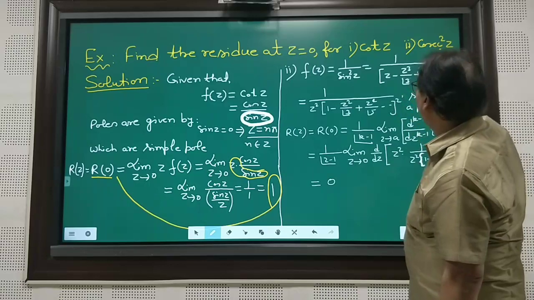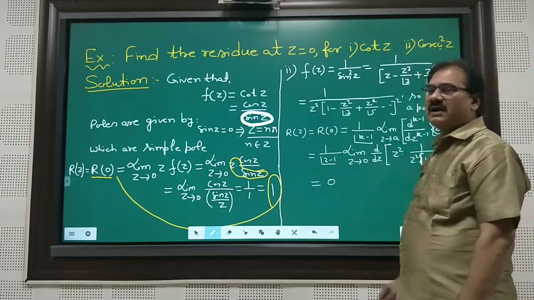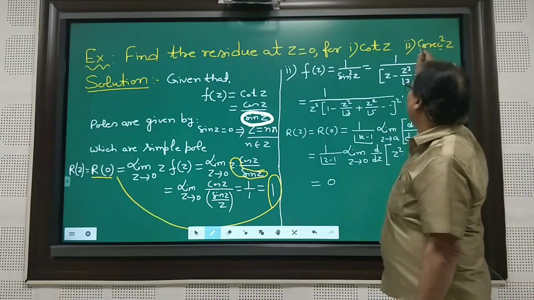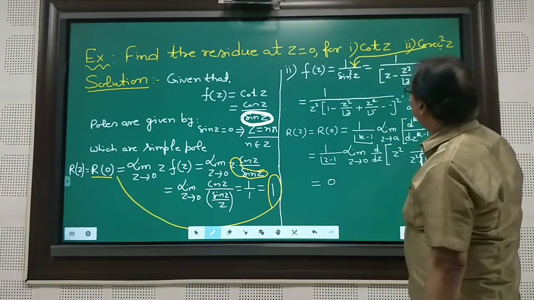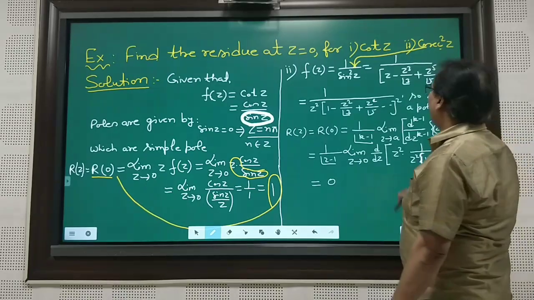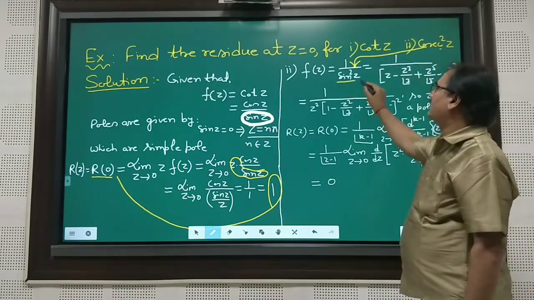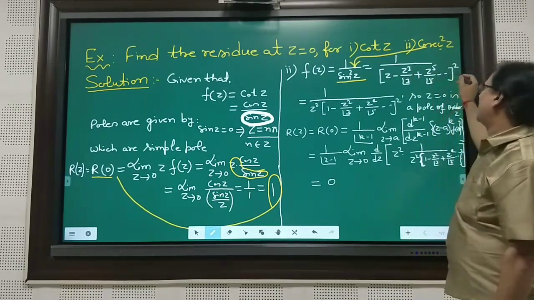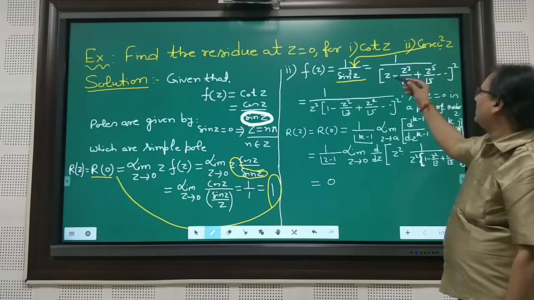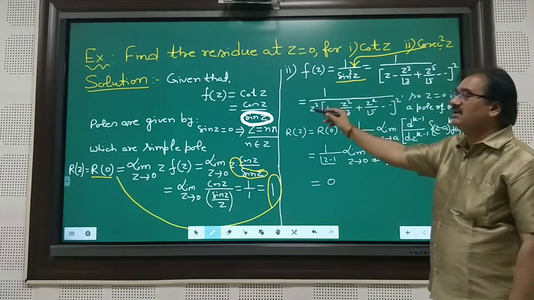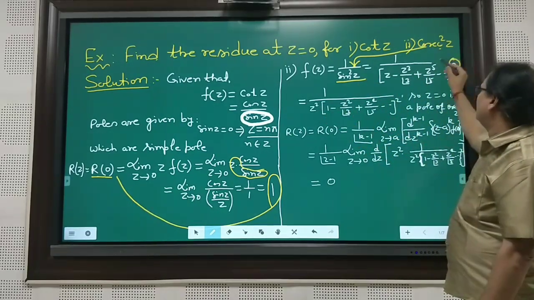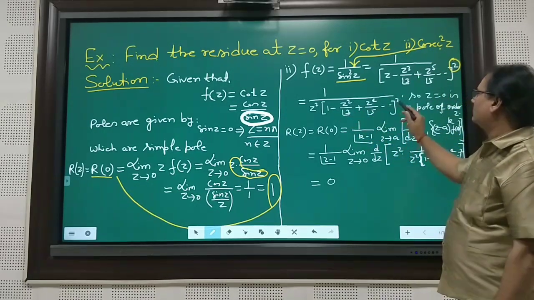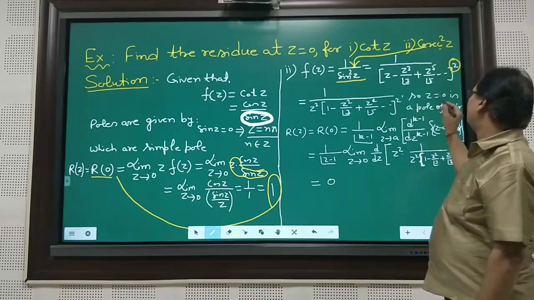Okay. Now similarly, let us look at the second problem, the second example, cosec square z. You know cosec square z may be rewritten as f(z) is equal to 1 over sin square z. And sin z again has an expansion: z minus z cube by factorial 3 plus z power 5 by factorial 5 and so on, whole square. Now you can take z outside, then you will get z square outside, because this is a square function. Then here again you will get 1 minus z square by factorial 3 and so on, whole square.